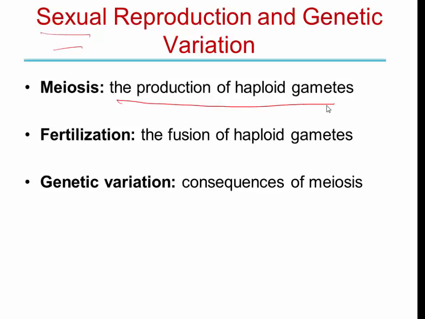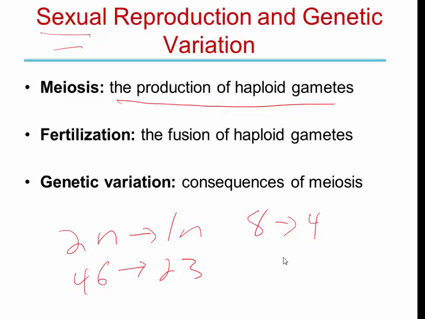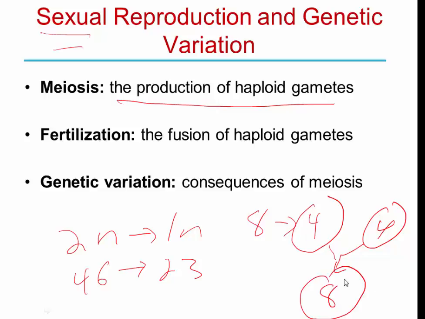Alright, production of haploid gametes. What does that mean? Go from 2N to 1N. We go from 46 chromosomes to 23 chromosomes. If you're a fruit fly, you go from 8 chromosomes to 4 chromosomes. You think I would know that? Why do we do that? Because then we're going to do fertilization. We take 2 of these haploid cells and go back to 8. So these are 2N, 1N, 1N, 1N.